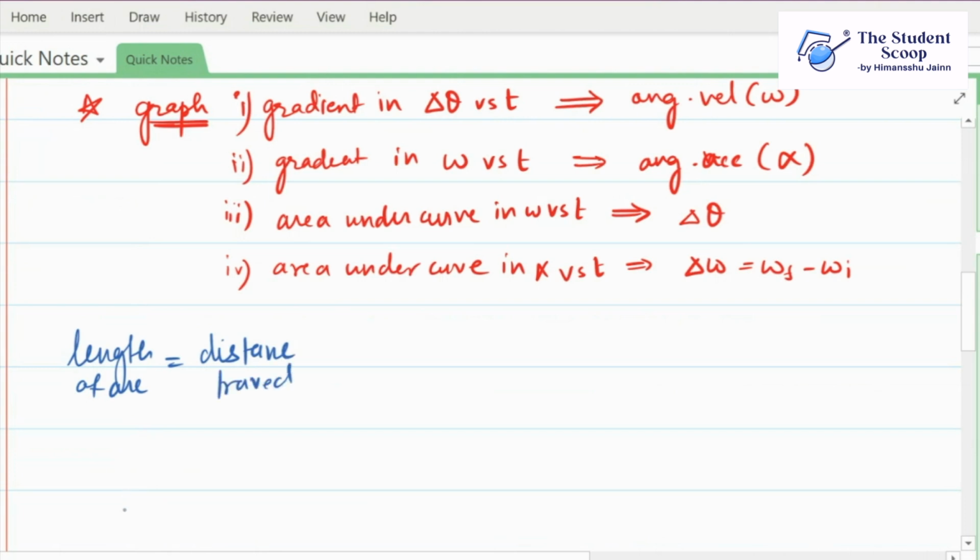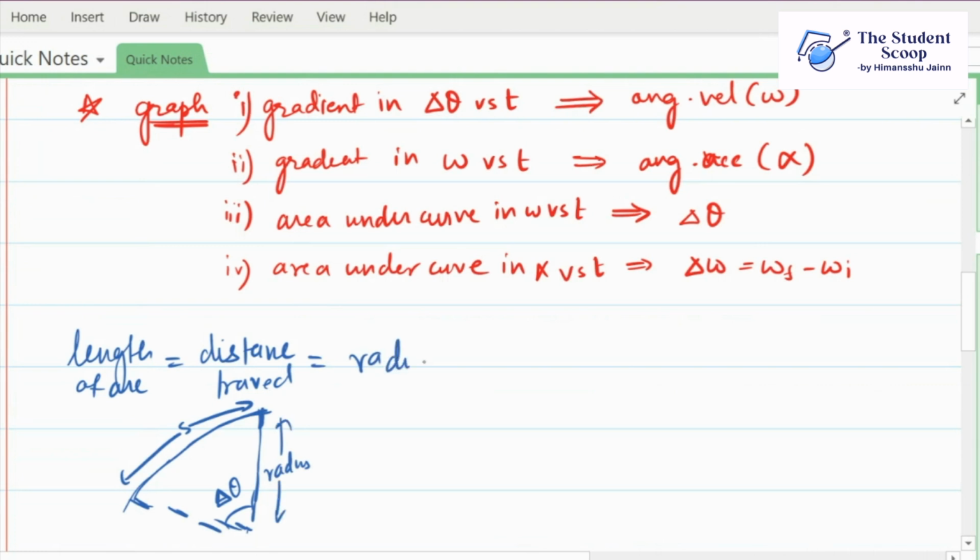Let's say I am tracing an arc and the angle traced by me is delta theta. This is the arc length, and this is the angle traced between these points. So this will be equal to the radius times the angular displacement. So S is equal to R delta theta. This is the formula that we should remember: the length of the arc, or the distance traveled, is radius times the angular displacement.